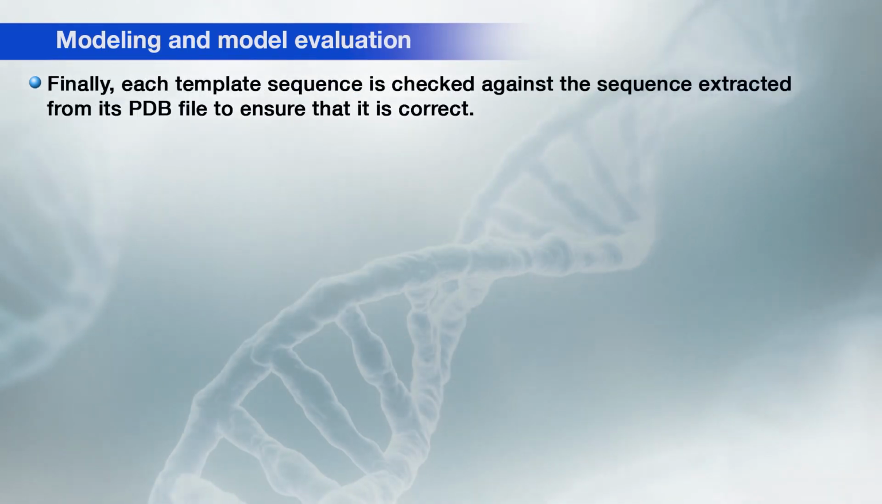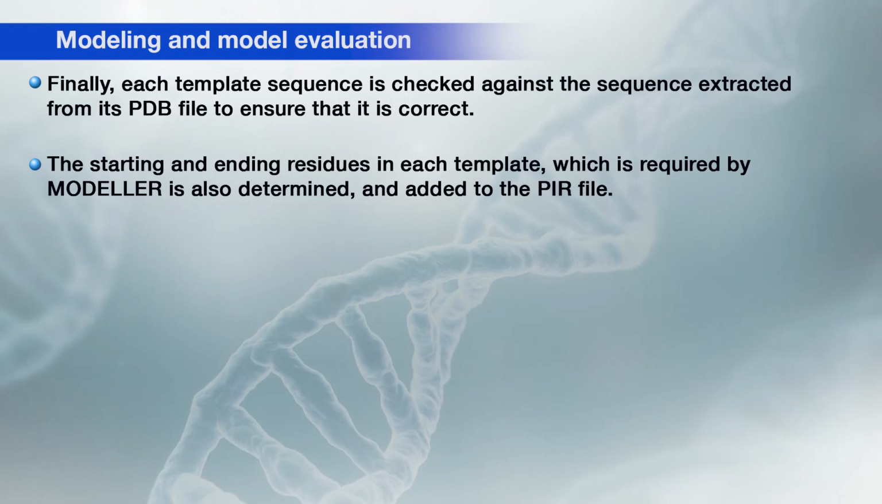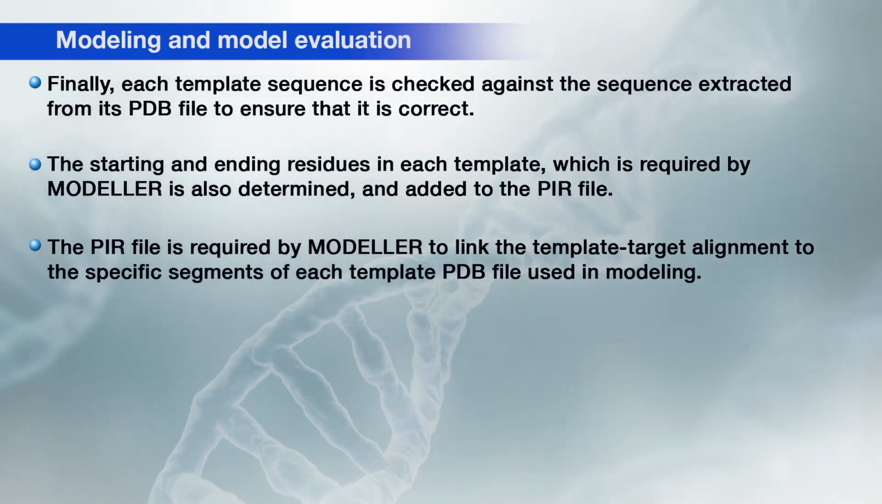Finally, each template sequence is checked against the sequence extracted from its PDB file to ensure that it is correct. The starting and end residues in each template, which is required by MODELLER, is also determined and added to the PIR file. The PIR file, that is Protein Information Resource file, is required by MODELLER to link the template target alignment to the specific segments of each template, that is PDB file, used in modeling.